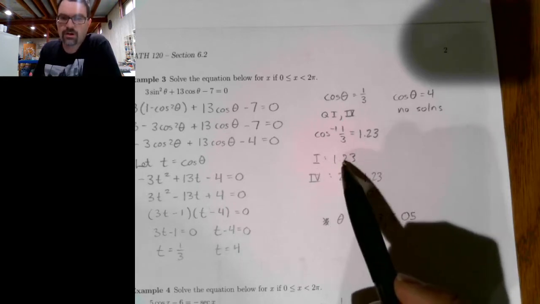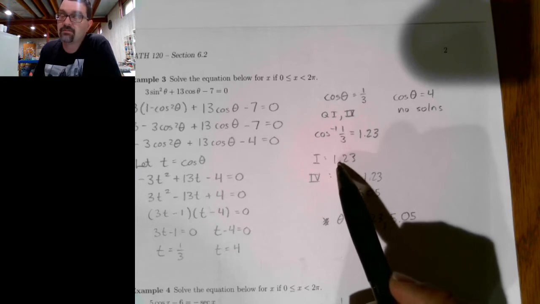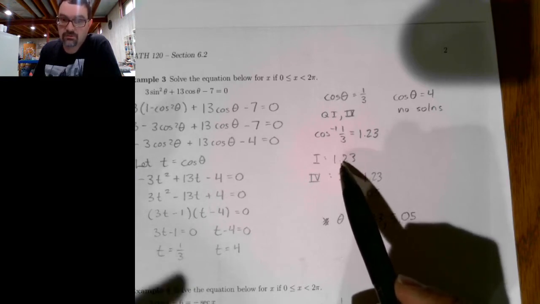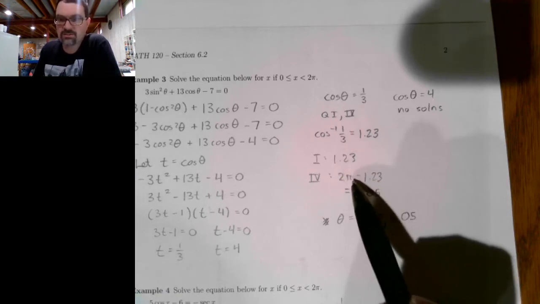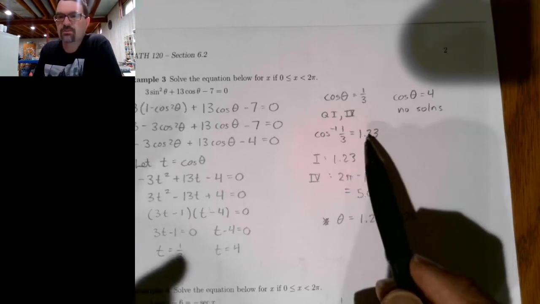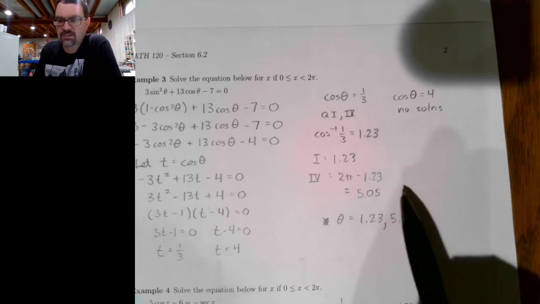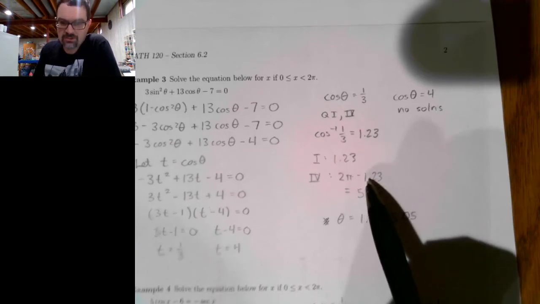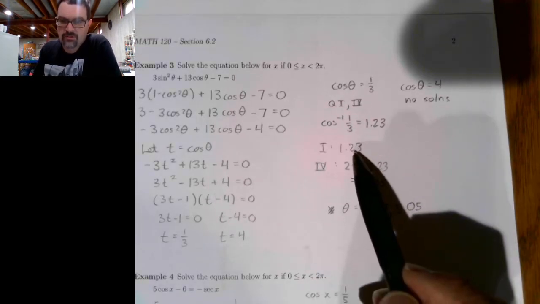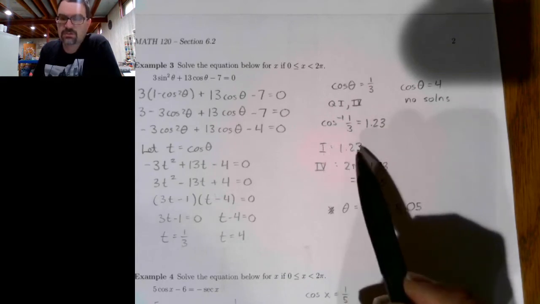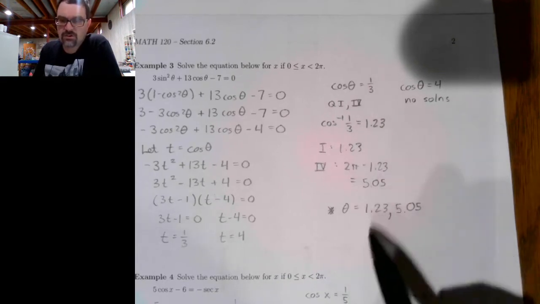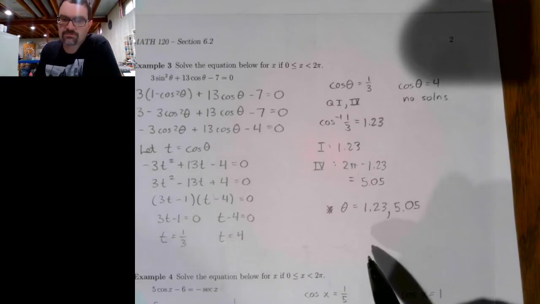In quadrant 4, well, you do 360 minus the reference angle. Or in other words, in radians, 2 pi minus the reference angle. Now, you could, at this point, work everything in degrees and get your answers and convert them at the very end, and that would be fine too. But there's your reference angle, which is also a solution in radians. Here's your other one. There's your 2 answers.